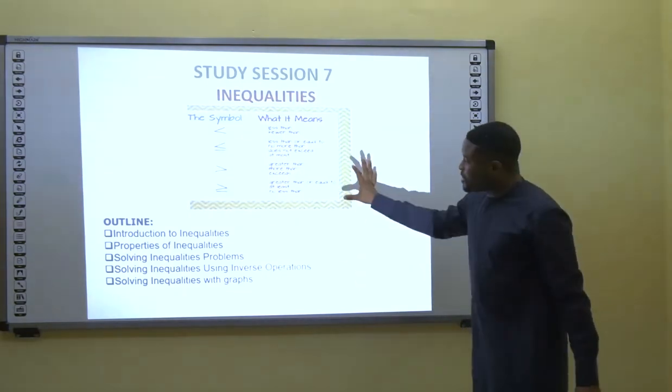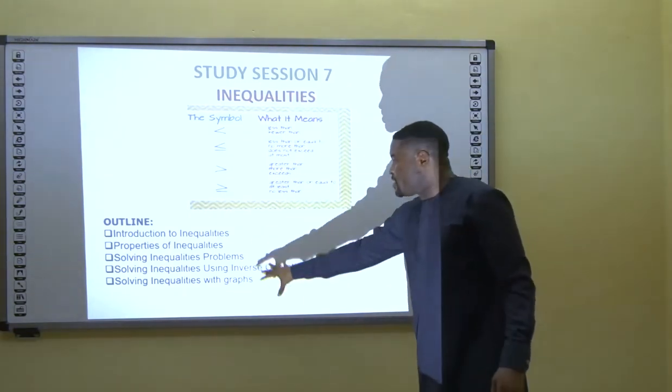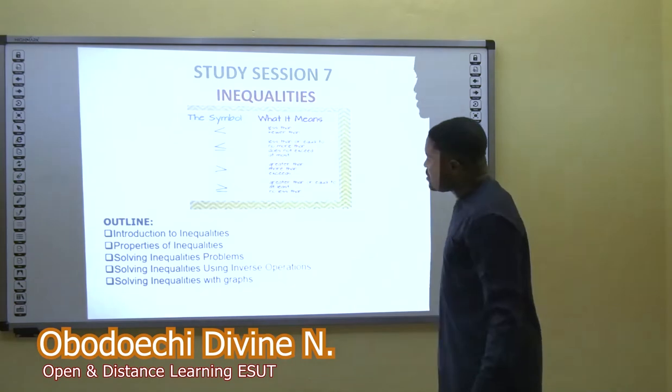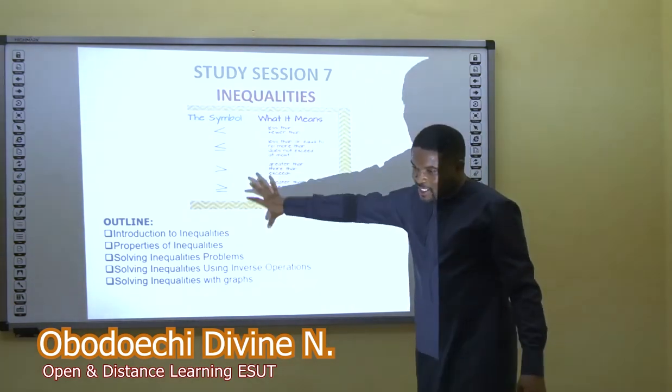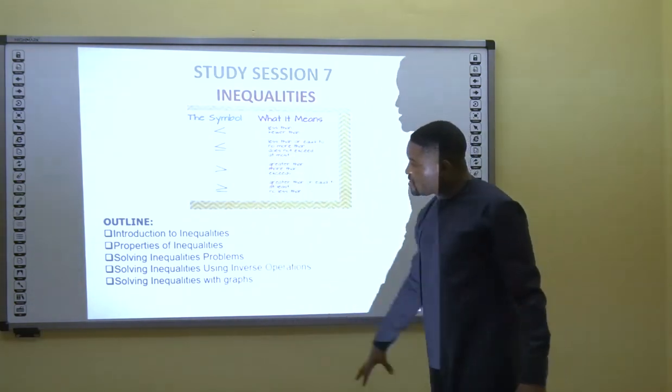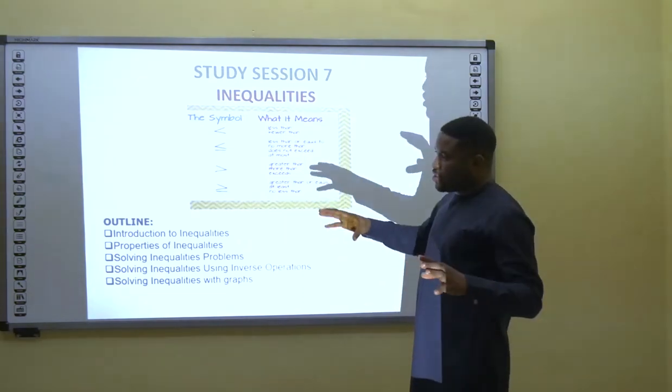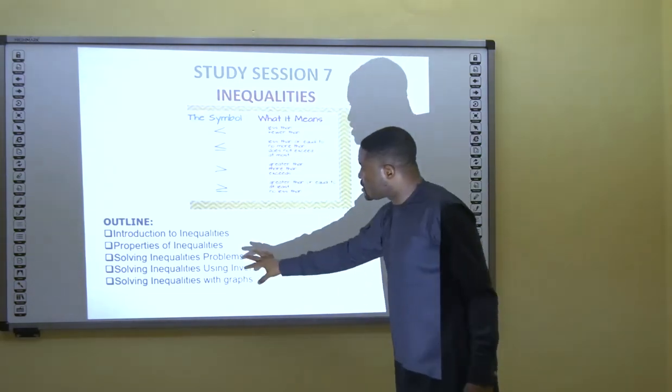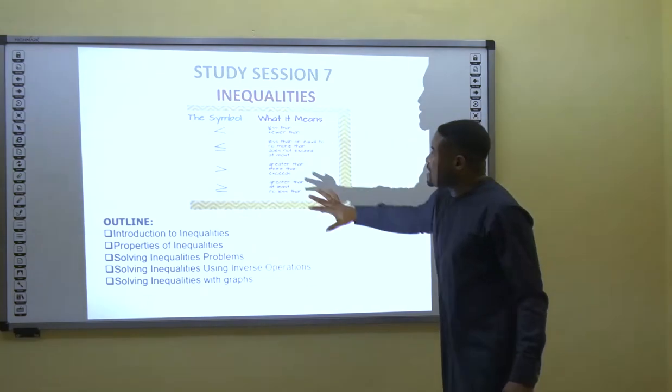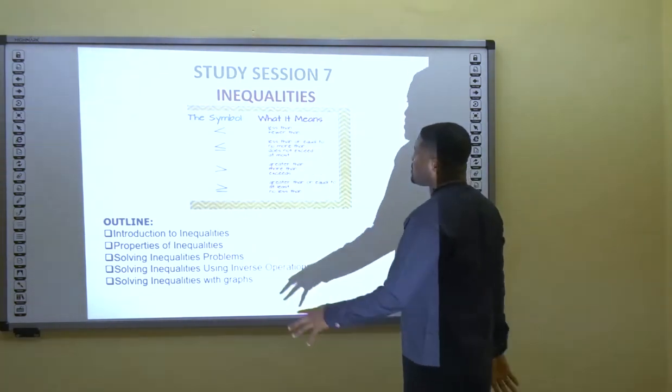There's what we call inequality. So in economics, we talk about poverty, inequality. We talk about negative externalities, where they bring about uneven distribution of wealth, inequality. So inequality in mathematical terms can be represented in symbols.